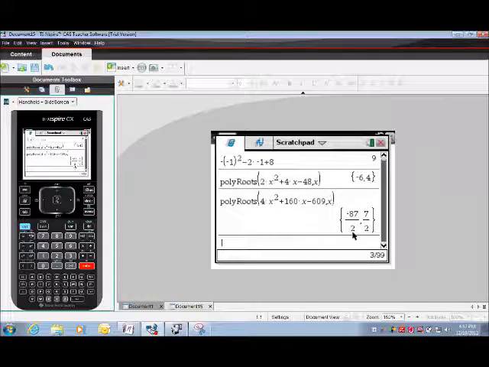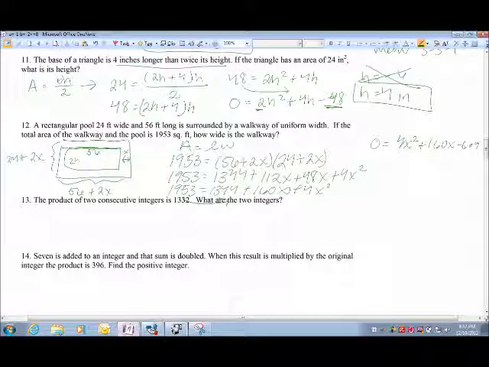You get negative 87 over 2 and 7 over 2. So x equals negative 87 over 2, or x equals 7 over 2. And since we're talking about a width here, x is the width of the walkway, we're not interested in negative numbers. So x is equal to 7 over 2, or x is equal to 3.5 feet.